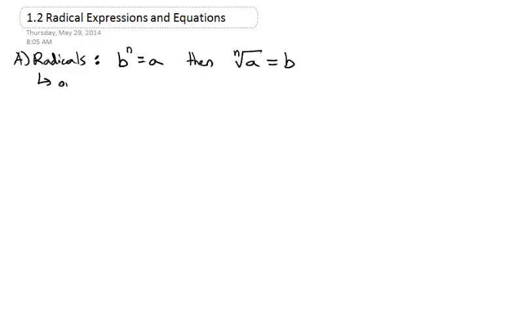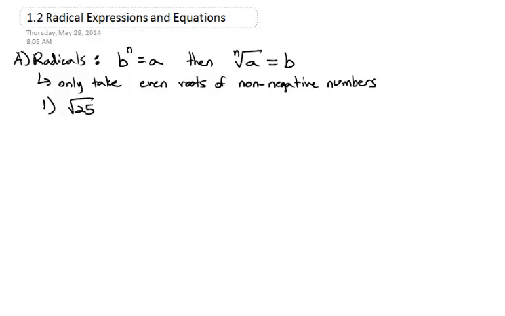And an important subnote here is that we can only take even roots of non-negative numbers. We can take odd roots of anything, but even roots only with non-negative numbers. So for example, if we had the square root of 25, one might think of the square root of 25 as the square root of 5 squared. And because exponents and radicals are inverses of each other, we're just left with the base on the inside. So the solution becomes just 5.